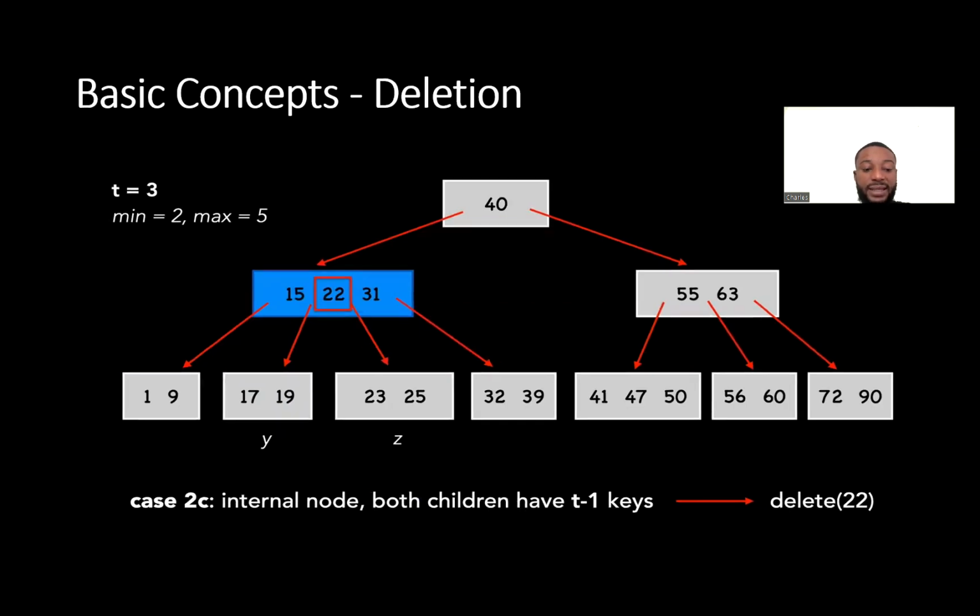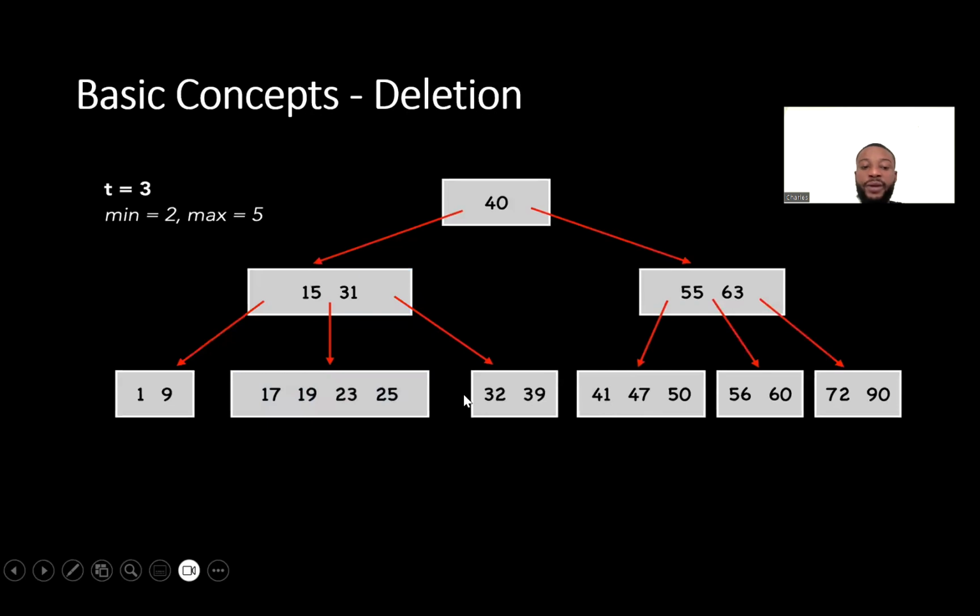Now, there's one last case where both internal nodes have t minus 1 keys. In this situation, if you want to take off 22, realize that we can't take from the predecessor or successor because they will violate the constraints. It should be at least 2, as you can see here. So what we do is we take 22 off and we merge all the keys. Very simple. So that's the concept of insertion, deletion, and search.